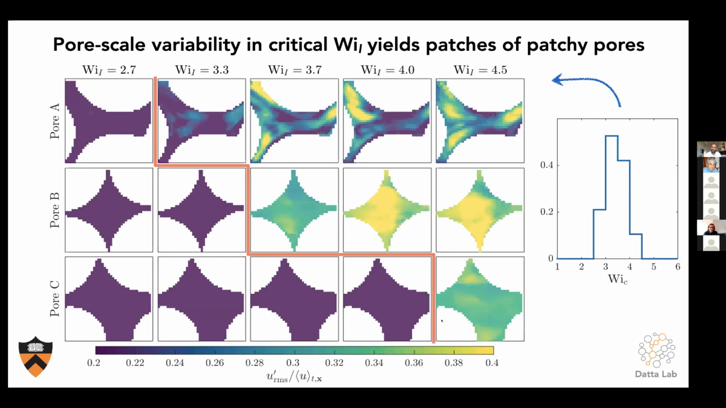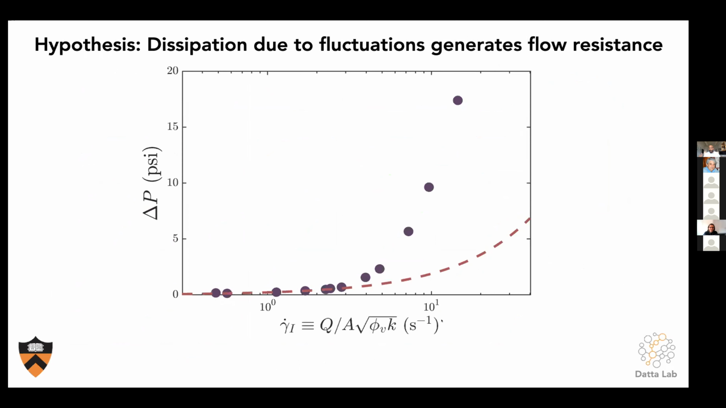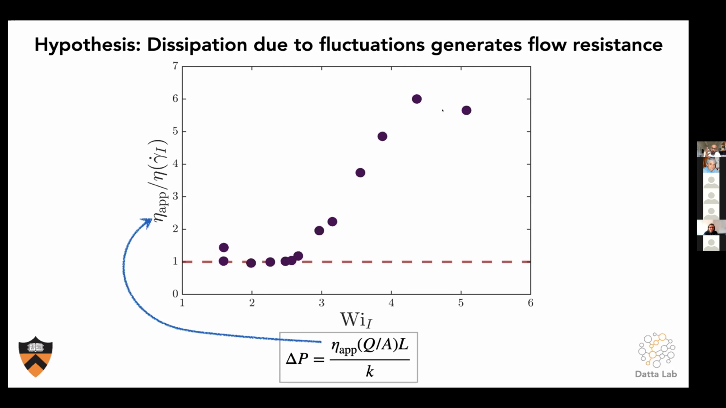So who cares? At the end of the day, what does this have to do with this macroscopic flow resistance, right? I told you at the beginning, we want to connect these pore scale features of the flow to the overall deviation, the overall anomalous increase in the macroscopic flow resistance. So what we did, so here are the pressure drop measurements plotted another way. This is the apparent viscosity divided by the shear viscosity. So at low flow rates or low Weissenberg numbers, it's just given by the shear rheology. Above a critical value, we see this anomalous increase in the apparent viscosity. And we want to be able to capture these data by understanding what's going on at the pore scale.